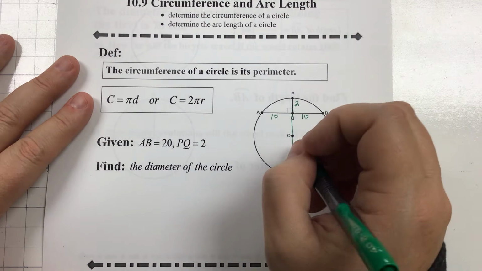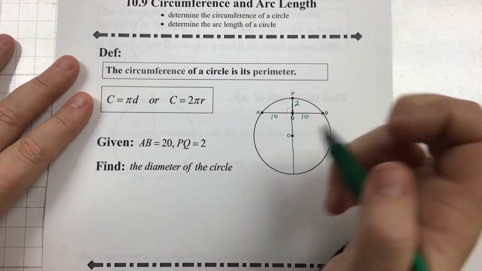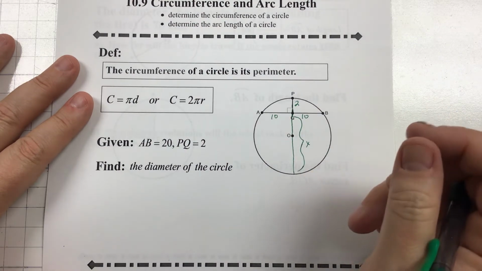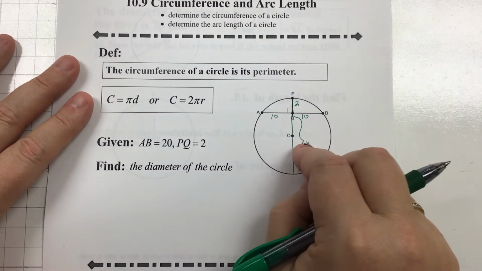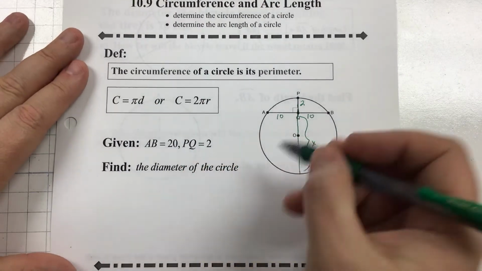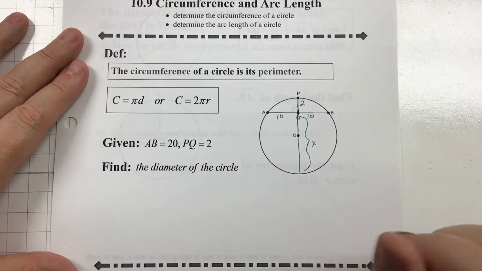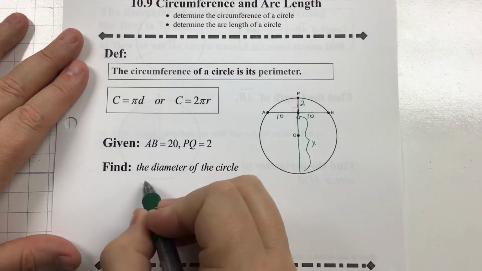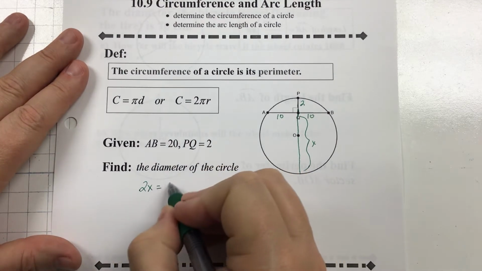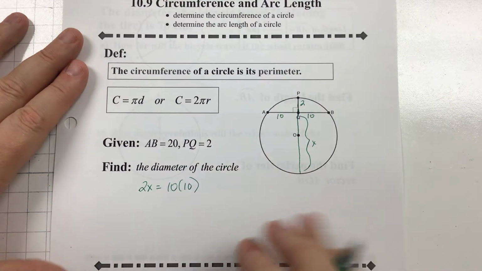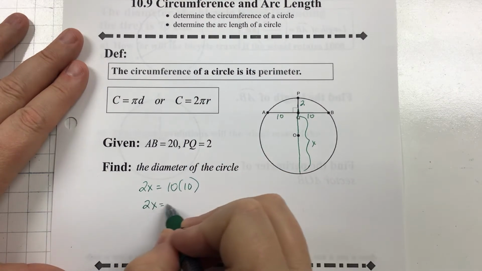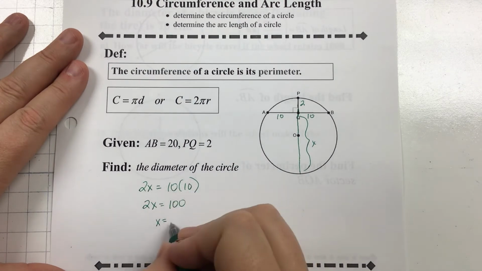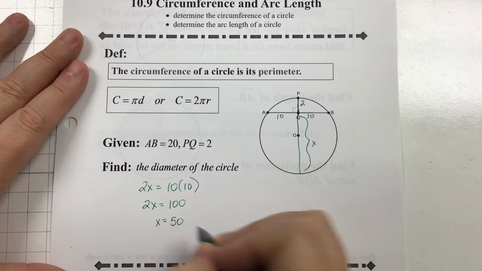So what I'm going to do first, I know it asked me to find the diameter of the circle. I'm going to call this length here x, and I'm going to use the chord power theorem to help me find x. So remember our chord power theorem, the product of the segments of one chord is equal to the product of the segments of the other chord. So we're going to have 2 times x equals 10 times 10. Well, 2 times x is 2x, and 10 times 10 is 100. And if I divide both sides by 2, x is going to be 50.